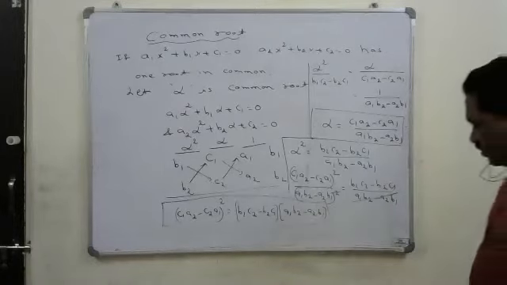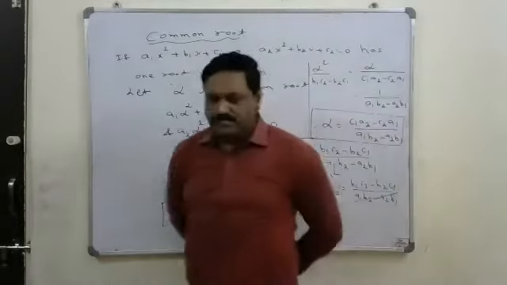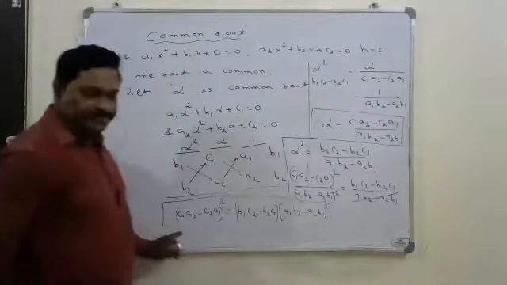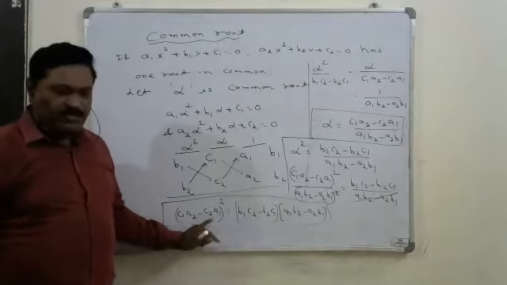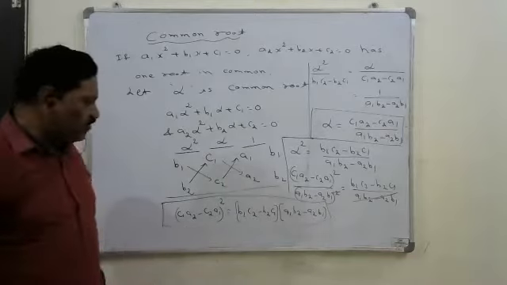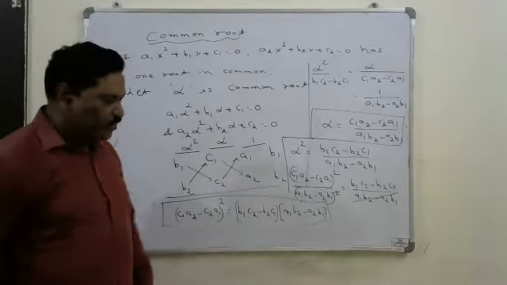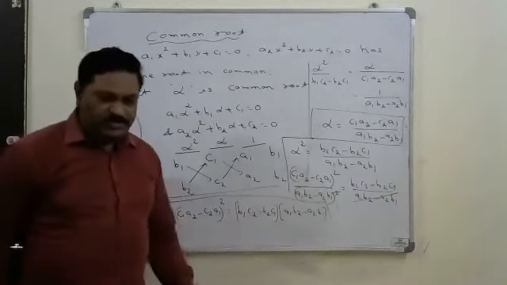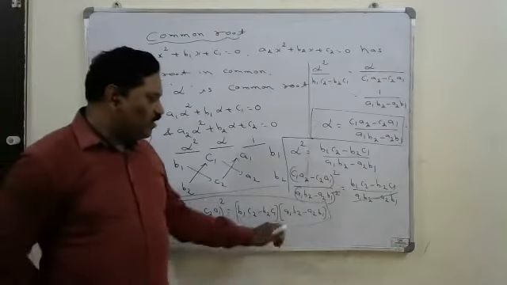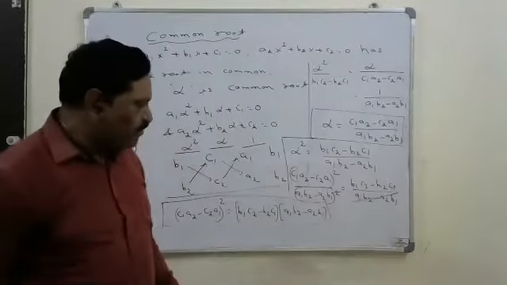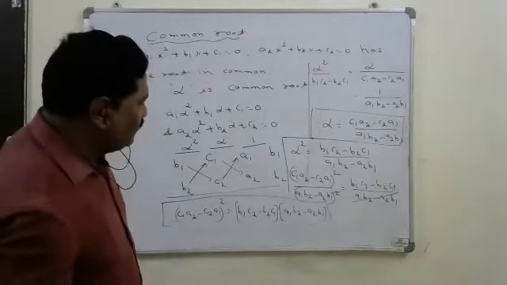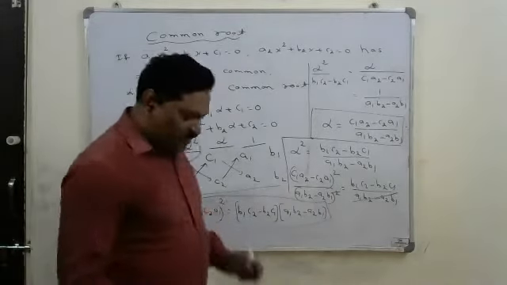And the condition is, now this condition: C1A2 minus C2A1 whole square is equal to B1C2 minus B2C1 into A1B2 minus A2B1. Okay, this is the condition, right? So, can you remember this condition?